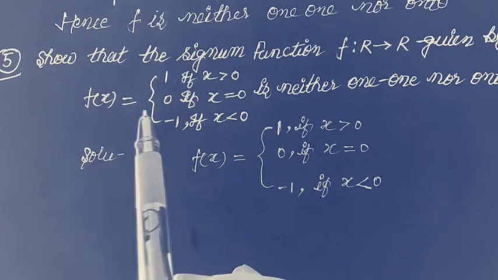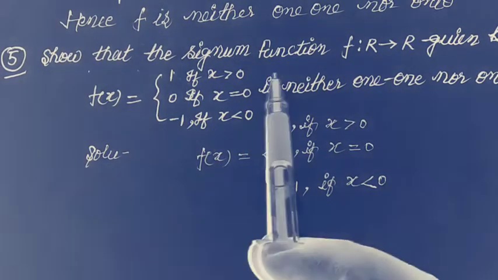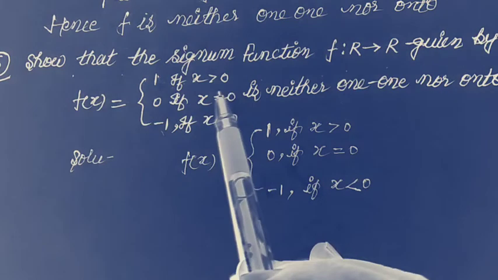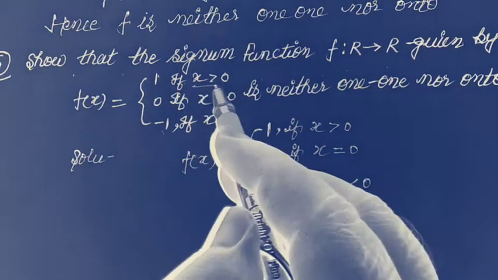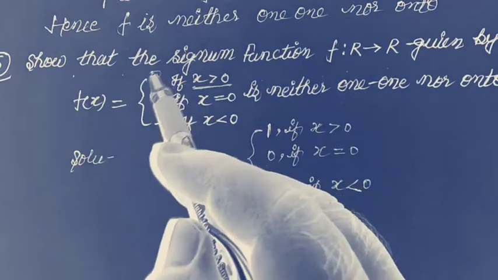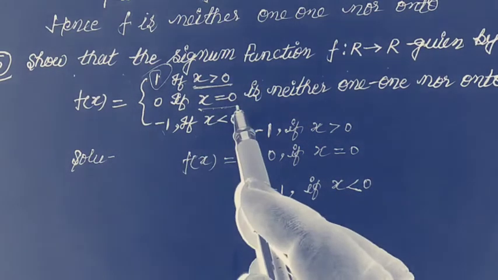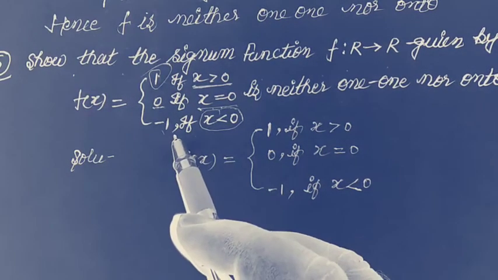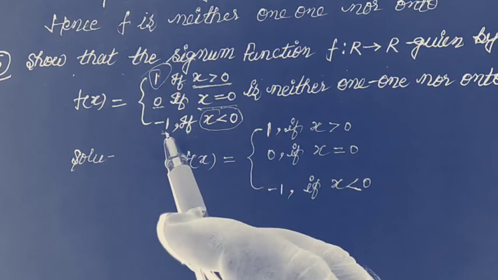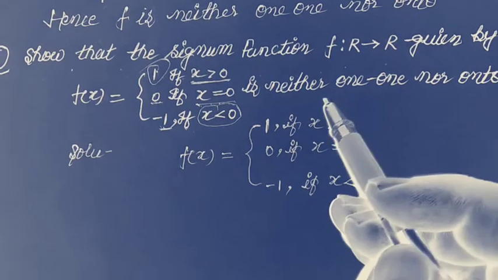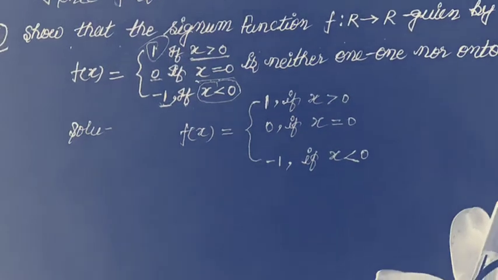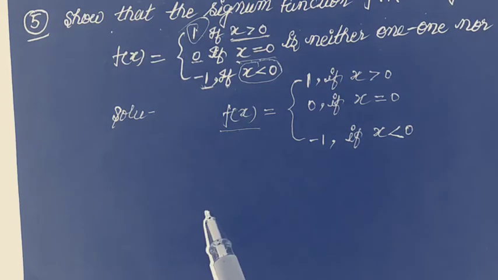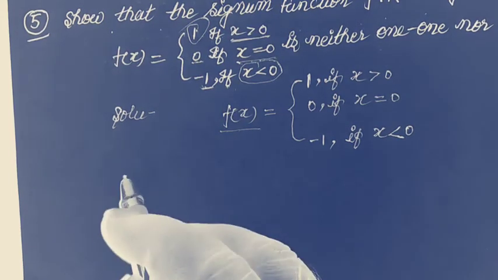Question 5 here. Show that the signum function f from R to R given by f(x) = 1 if x greater than 0, so the value of f(x) is 1; if x equals 0, the value of f(x) is 0; if x less than 0, the value of f(x) is -1. So we need to show that it is neither one-one nor onto. We have the signum function here. Let's see how we can solve it.